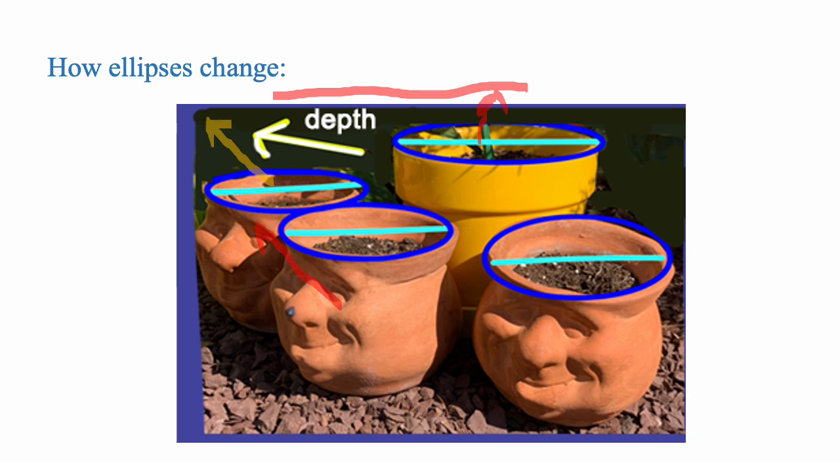Now this flower pot seems to be tilted toward us because its ellipse is much wider than the others, and this is due to lens distortion since they're all on level ground.